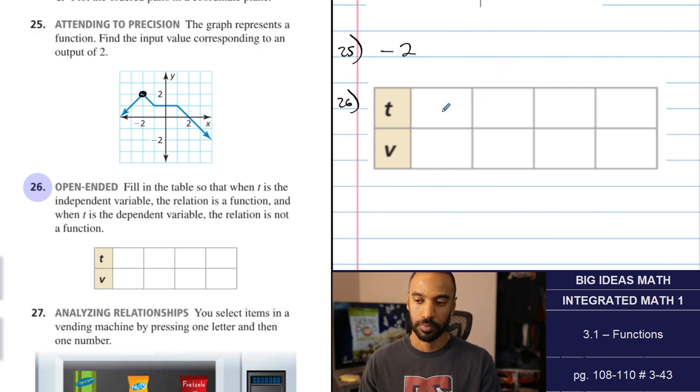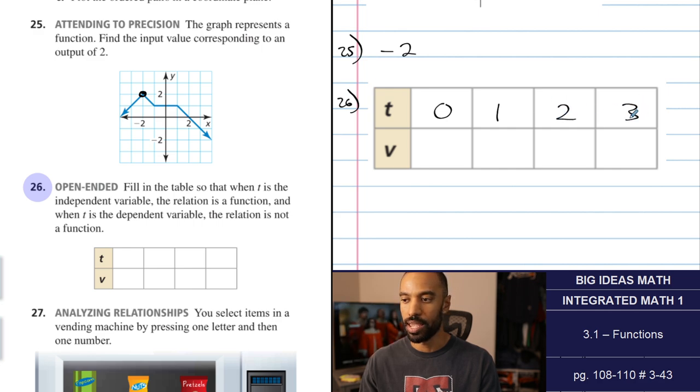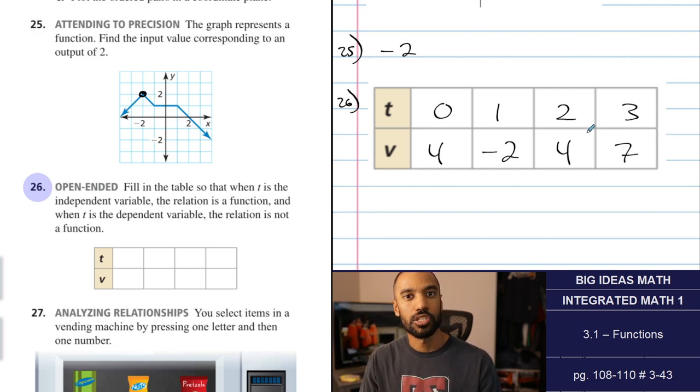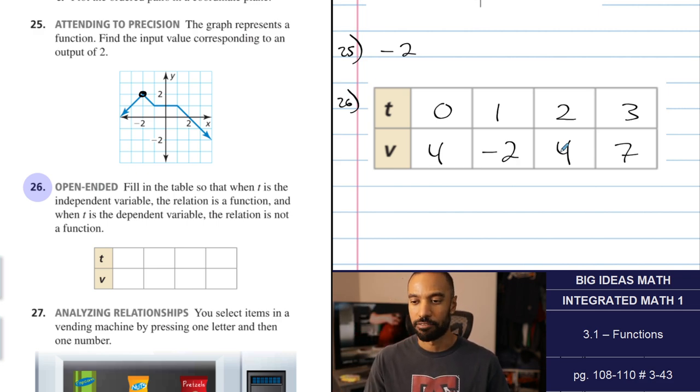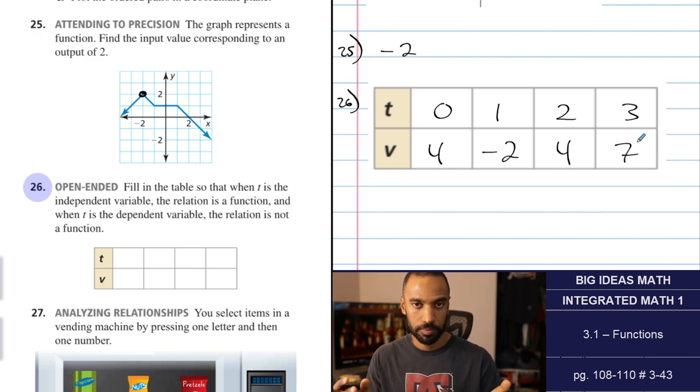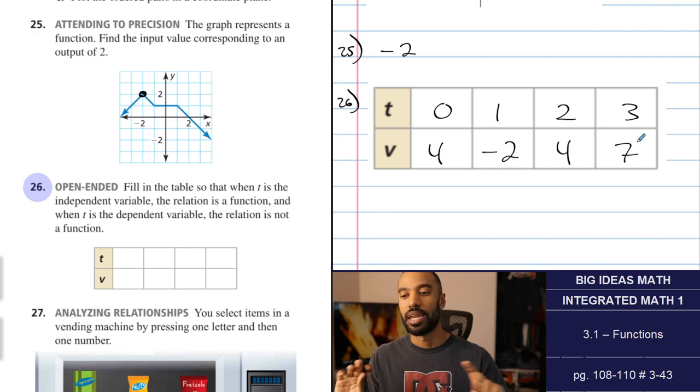So what I want to do is make it so that t does not repeat itself, but that v does repeat itself somewhere. T, I can say 0, 1, 2, and 3. And v, I just got to do at least one repeat. I can repeat all the time. I can repeat once. I can do 4, negative 2, 4, and 7, like that. As long as two of them repeat for here, then when it's swapped around and v is the independent variable as the inputs, then it's not a function. So here's an example. It's totally open-ended. So remember, the original set, t is the independent, v is the dependent, is there's a point 0, 4, 1, negative 2, 2, 4, 3, 7. No repeats on inputs. So each input has one output. Now we change it.